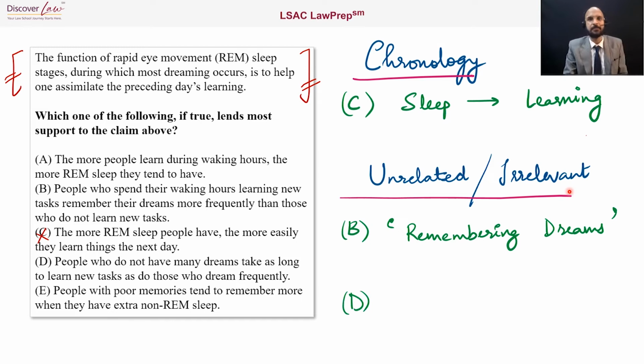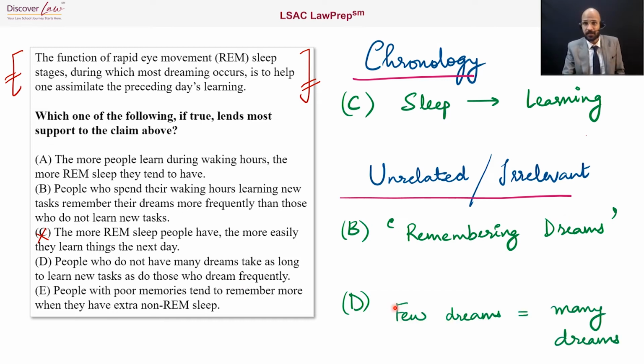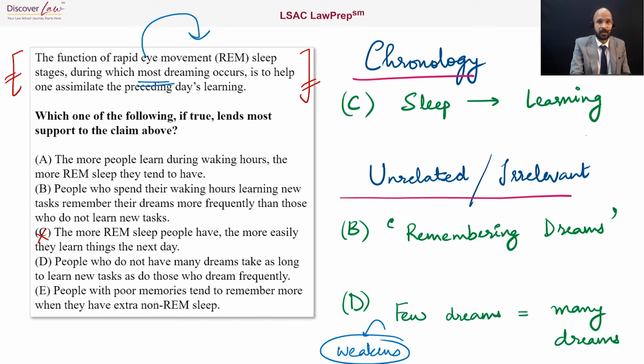Likewise, when you look at the option D, it says people who do not have many dreams take as long to learn new tasks as those who dream frequently. Now, to some extent, this is irrelevant, okay, because it's talking about few dreams as not being very different from those who have more dreams. In fact, you can also to some extent say that it even weakens, right? Because if most of the dreaming occurs during REM and few dreams and more dreams you see no difference, it definitely is not supporting this claim, okay? So you can even get rid of option D.